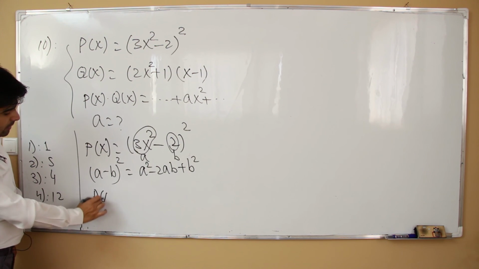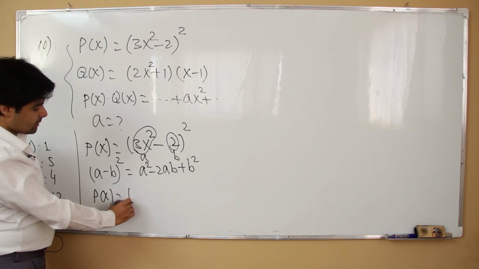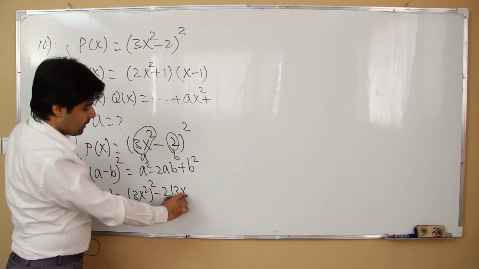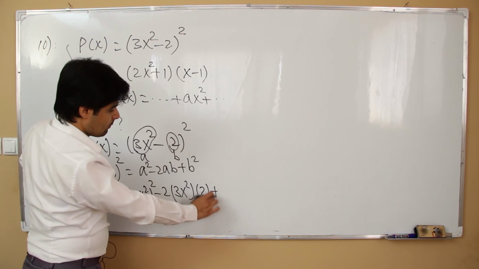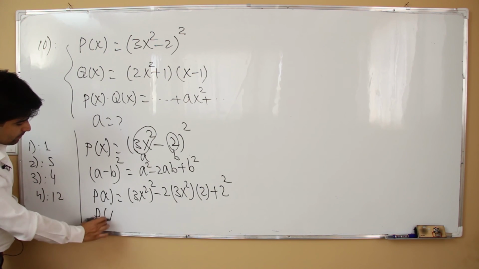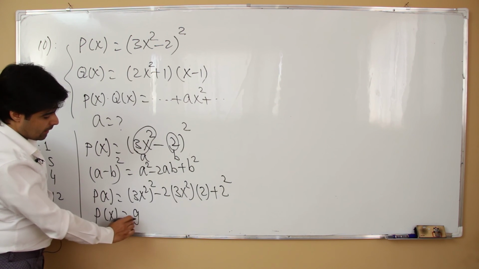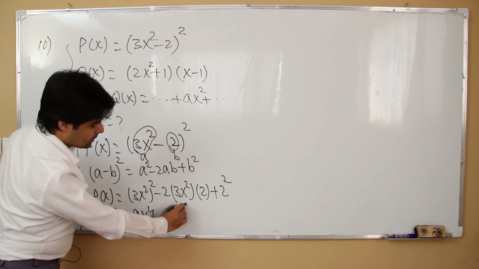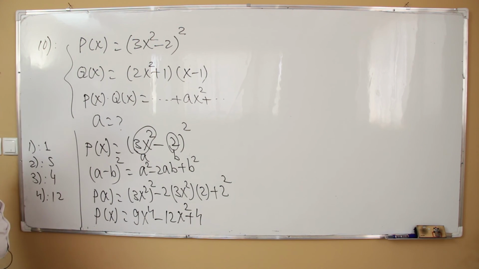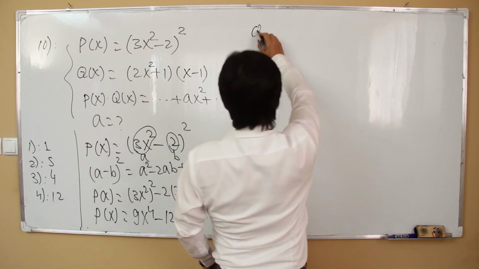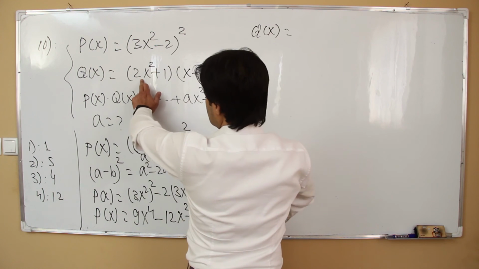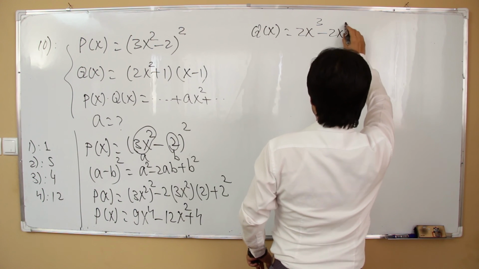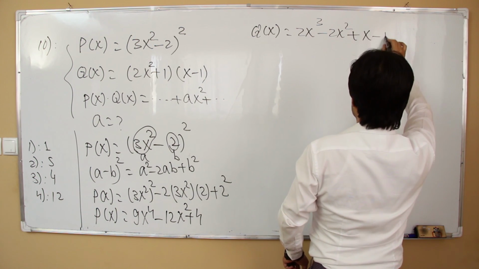Then you can have P(x) is, instead of a, (3x²) raised to the power 2, minus 2 times, instead of a, 3x², instead of b, 2, plus 2². Now you can simplify. P(x) is 3 to the power 2, 9, x to the power 4, minus 2 times 3 is 6, 6 times 2 is 12, 12x², plus 2², 4. P(x) is simplified. Now Q(x), 2x² with this one, it is 2x³ minus 2x² plus x minus 1.